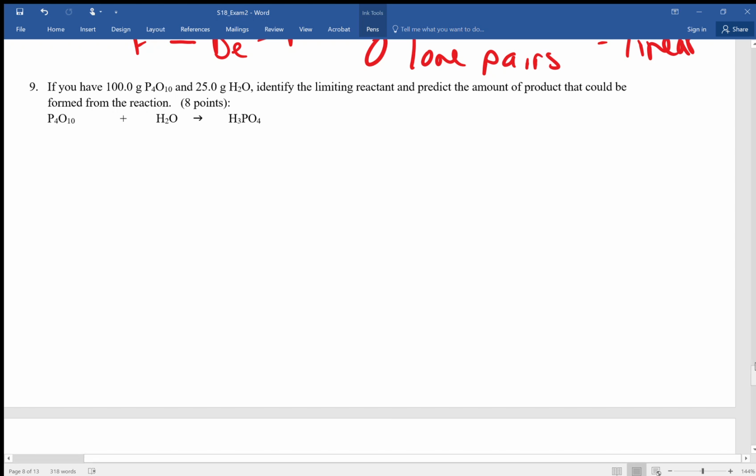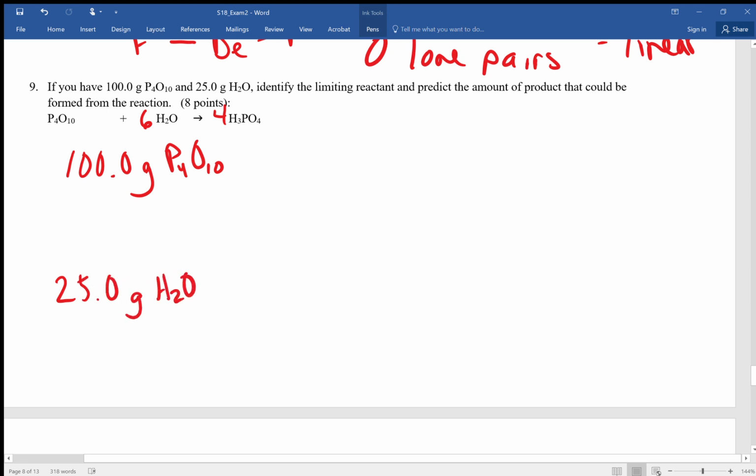Question 9 is another limiting reactant problem, and we can approach this problem very similar to the way we approached one of our previous problems. Now again, before we can do anything here, we have to balance the equation. But what we can then do is take each of our starting materials, both the P4O10 as well as the water, and figure out how much phosphoric acid, H3PO4, can be formed from each of these starting materials.